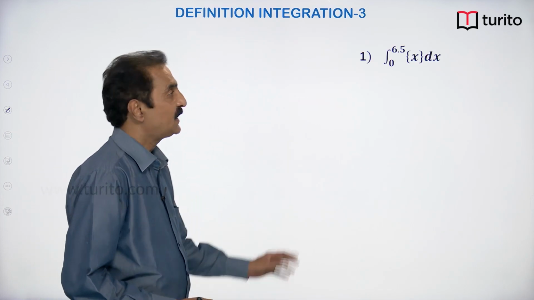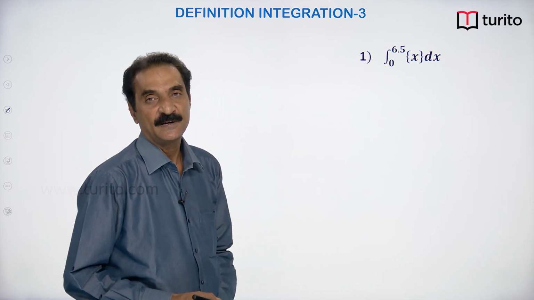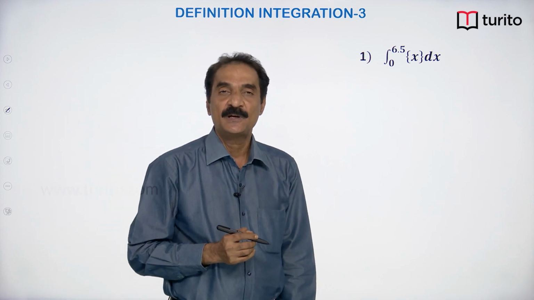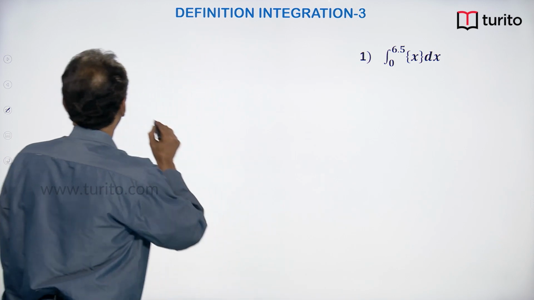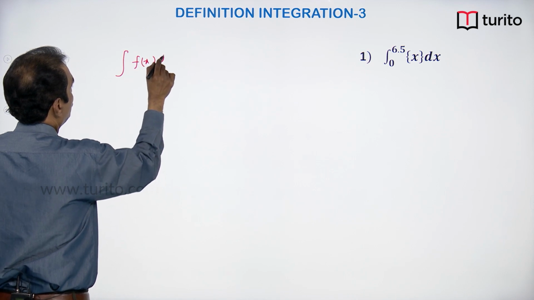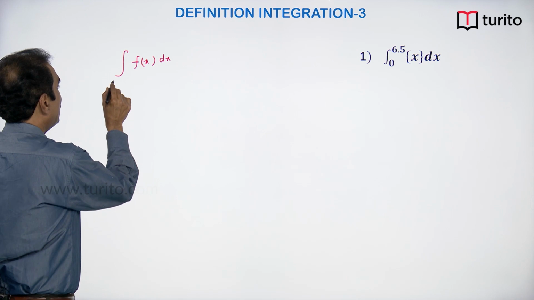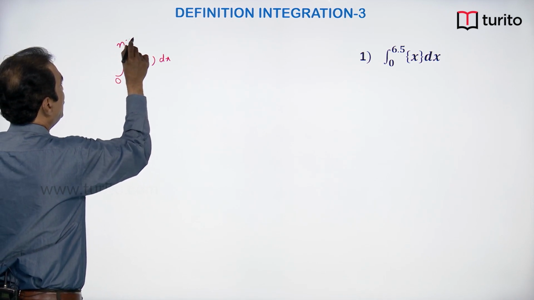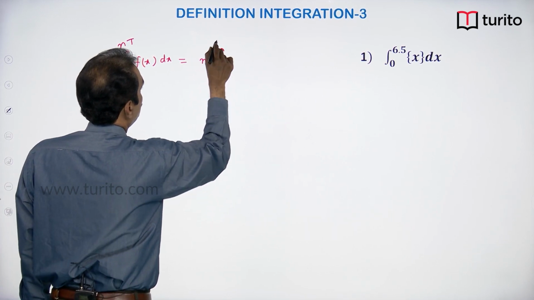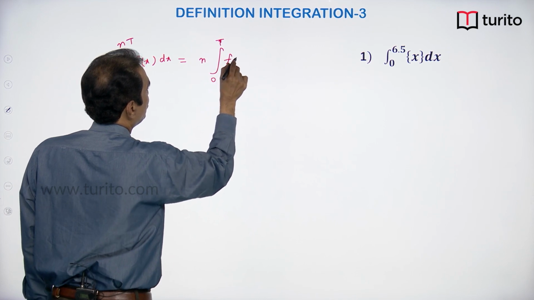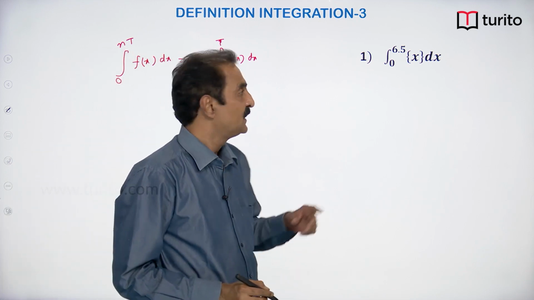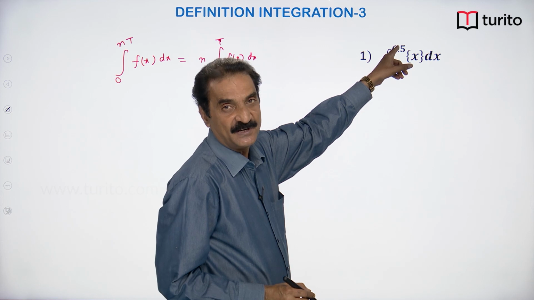The first question, integral 0 to 6.5 fractional part of x dx. We know that fractional part of x is a periodic function with period T, and the property is if f of x is a periodic function with period T and n is an integer, integral 0 to nT f of x dx is equal to n integral 0 to T f of x dx. Fractional part of x is a periodic function with period 1, but this is not in the form of nT.